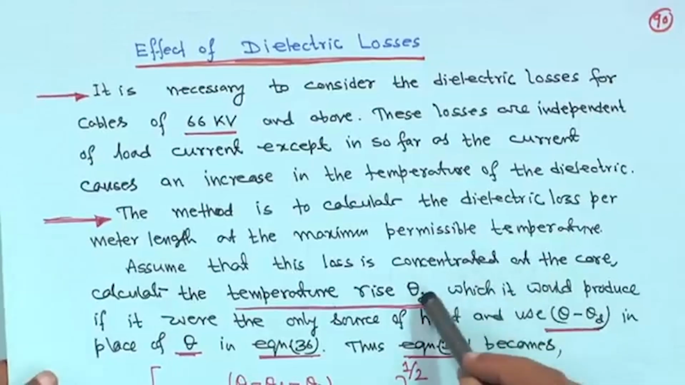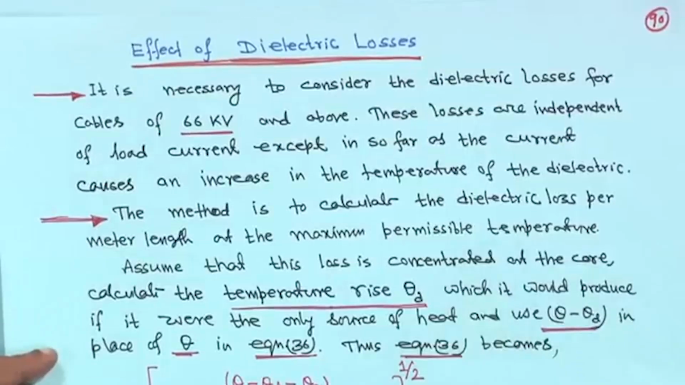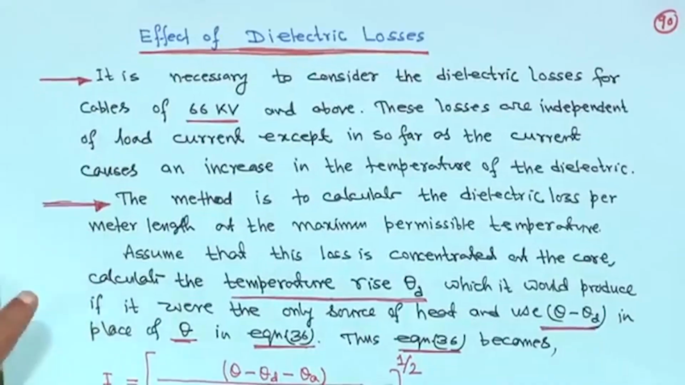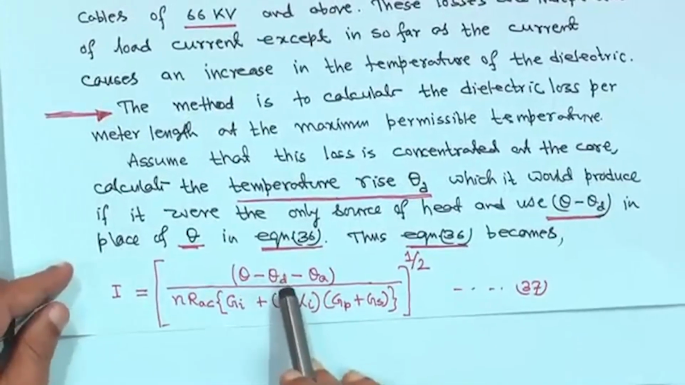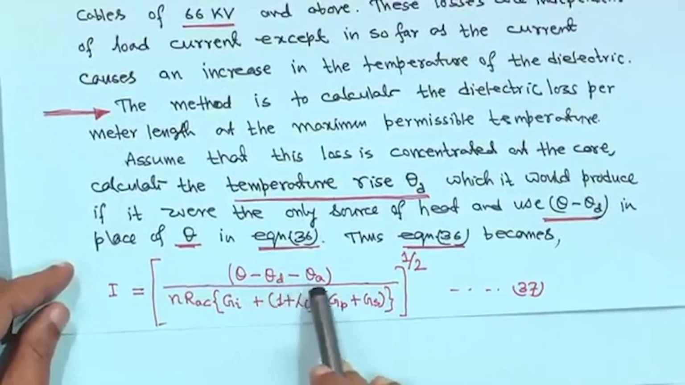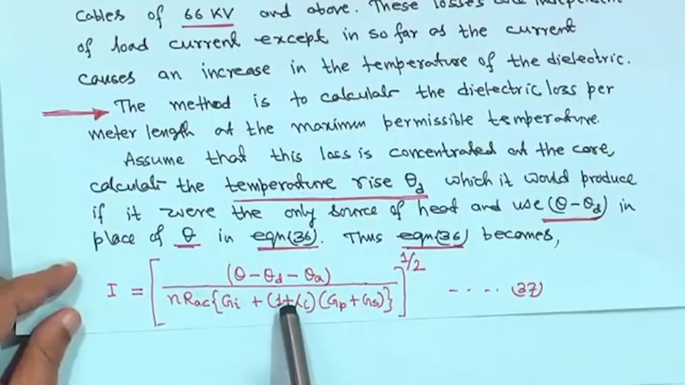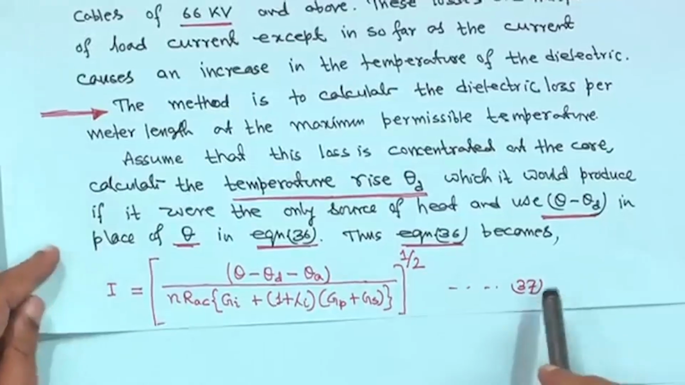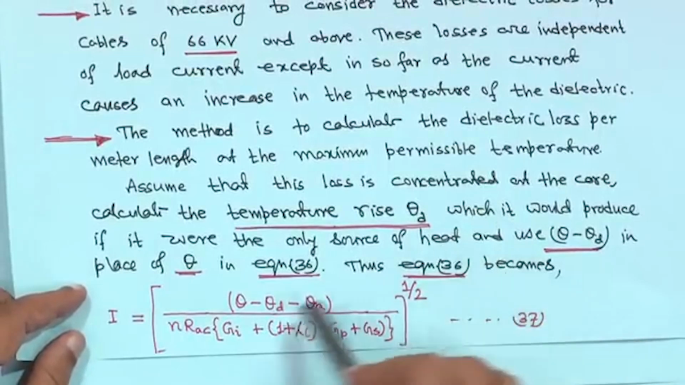Therefore, if the temperature rises by theta d, then in this expression we replace theta by theta minus theta d. So equation 36 now becomes the same, only theta is replaced by theta minus theta d, minus theta a, with the numerator and denominator the same as in equation 36, and to the power half, that is, the square root. So, equation 37. The effect of this is equivalent to a rise of temperature due to dielectric loss, and that we are considering.